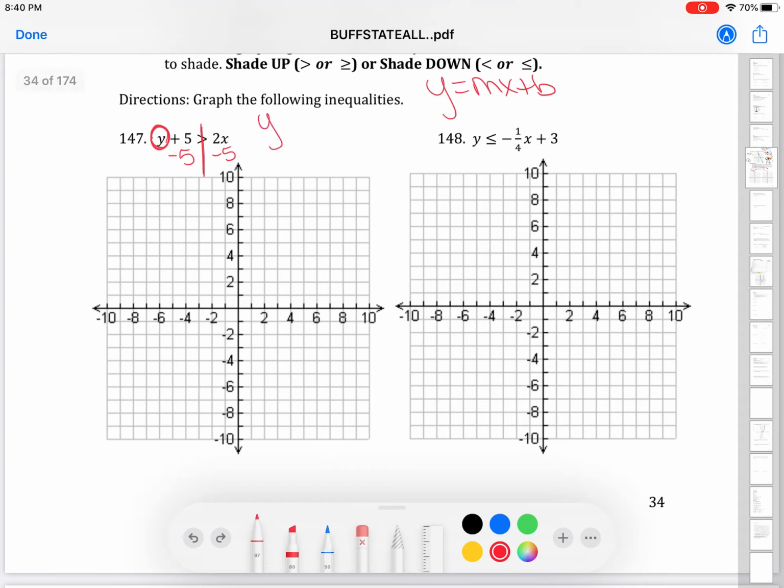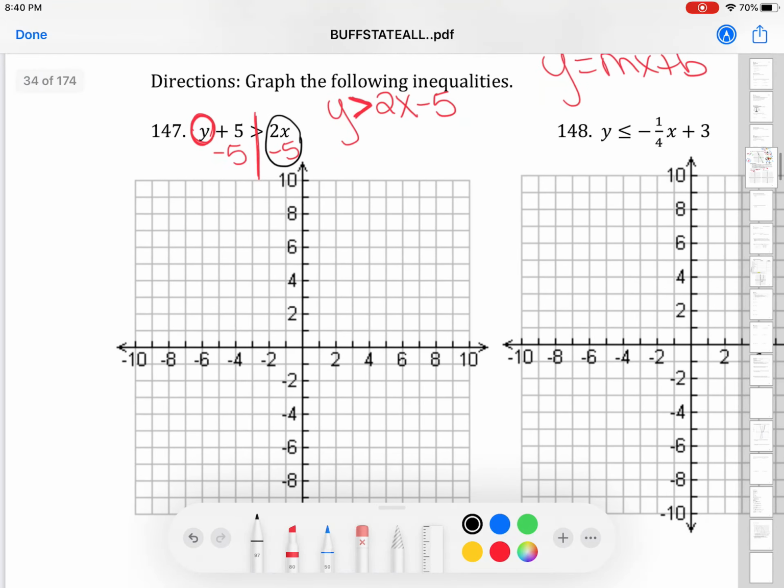So that's going to get me y is greater than, bring down that greater than symbol. And then this is, again, a literal equation, so I bring this down exactly how I see it. It's a 2x minus 5, so I write it just like that, 2x minus 5.